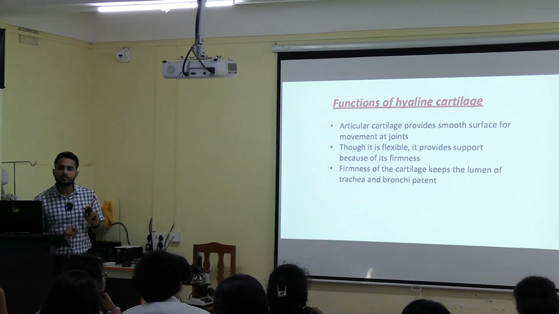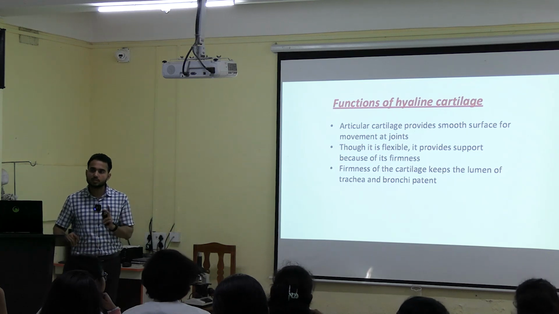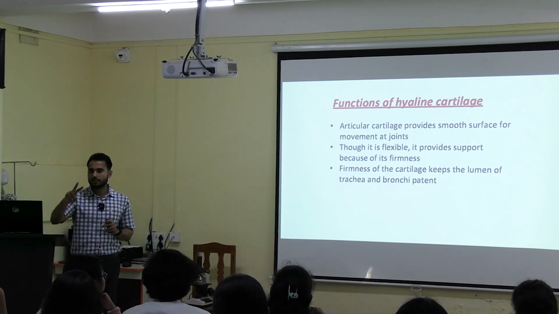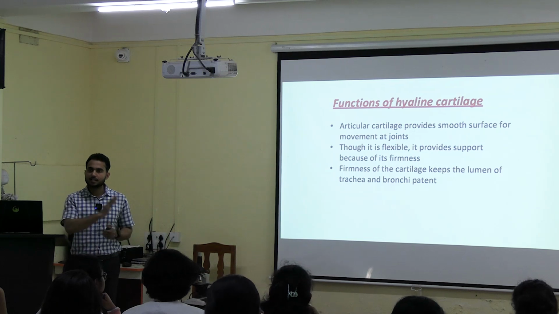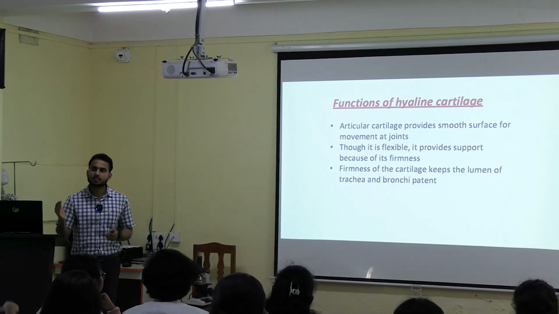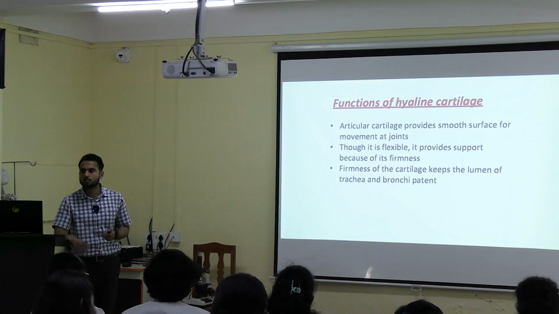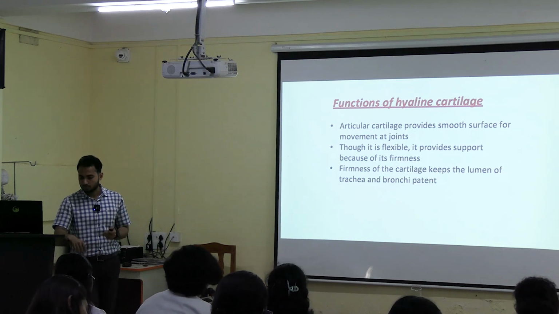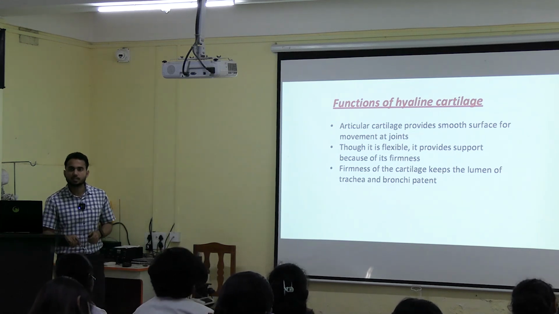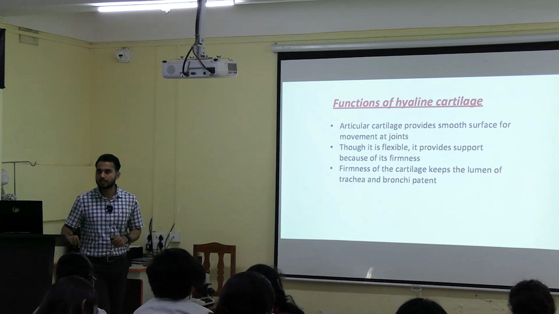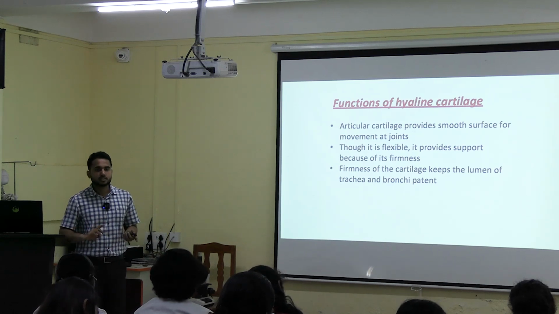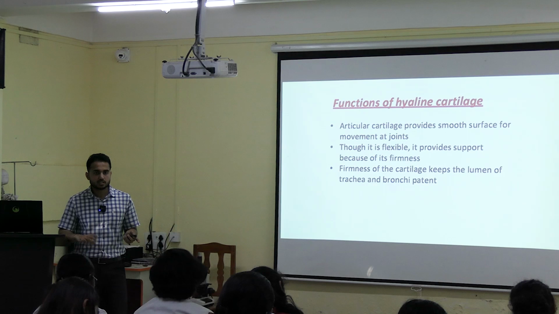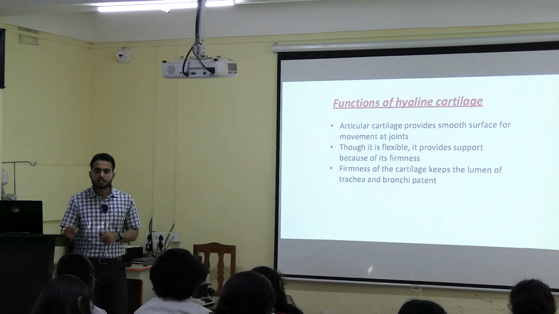Now in case of hyaline cartilage, please note that two different varieties are there. One is the articular cartilage and another is the costal cartilage or costal variety. Now why am I mentioning this? Because in articular cartilage, perichondrium is absent, and in the costal variety it is the same as whatever we have discussed just now.